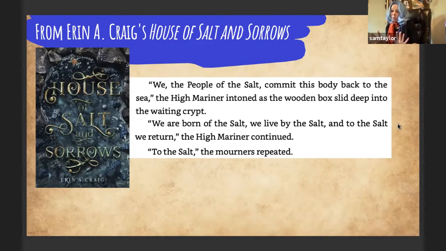And that's not a spoiler because, again, this is the very first page of the story, but her older sister has just died and she's at the funeral. "We, the people of the salt, commit this body back to the sea," the high mariner intoned as the wooden box slid deep into the waiting crypt. "We are born of the salt, we live by the salt, and to the salt we return," the high mariner continued. "To the salt," the mourners repeated.